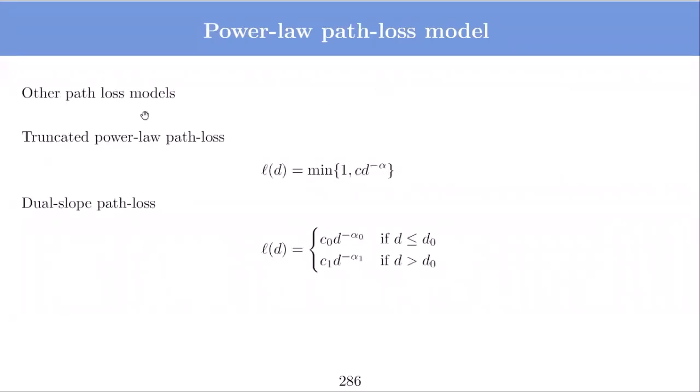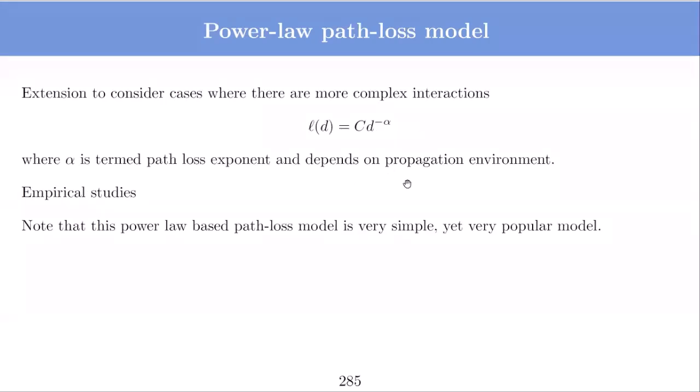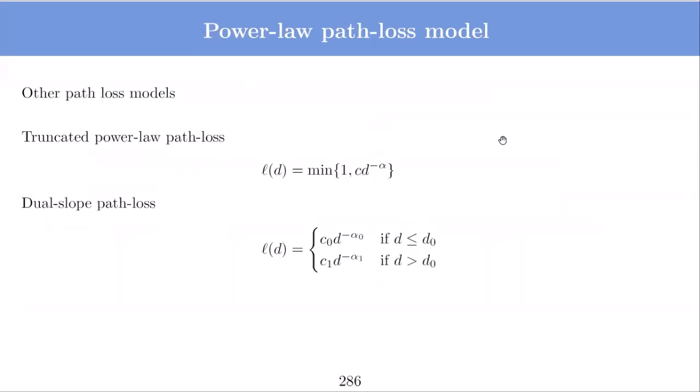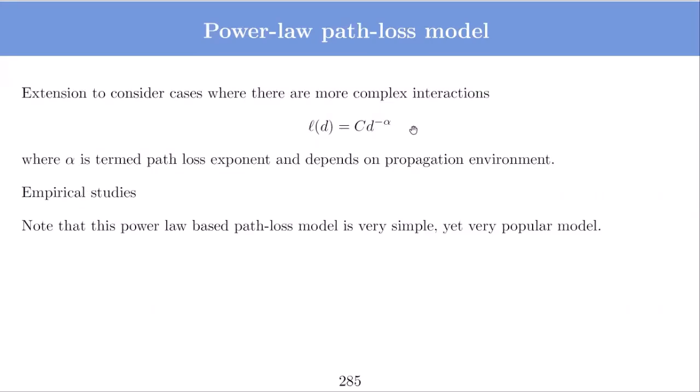Okay, another path loss model which people have used, which becomes important in particular scenarios, is the truncated power law path loss model, in which we assume the path loss is given by the minimum of 1 and C d to the power minus alpha. If you notice this model particularly, what happens if d is very small? This can become more than 1, right? Suppose you put d equal to a very small value, then this becomes like 100. It means you are transmitting 1 watt and getting 100 watts, which is not correct, right? So this is just a small problem in this path loss model.